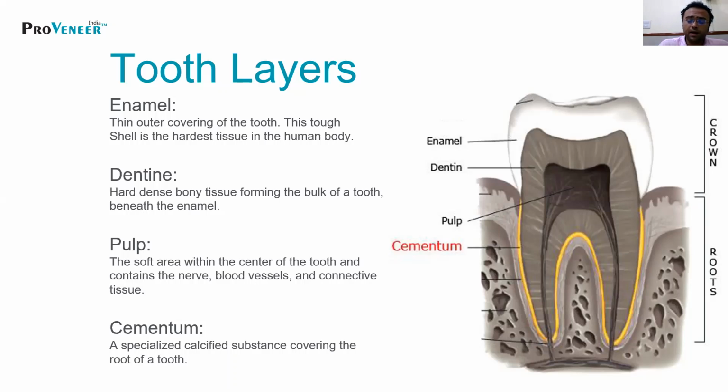Then comes the pulp. Pulp is the centermost portion of the tooth, which consists of blood vessels, nerves, and connective tissue. And there is one more layer, called the cementum. Cementum is a layer which only covers the root of the tooth. It is present outside the dentine, on the root of the tooth, and it is embedded into the bone.